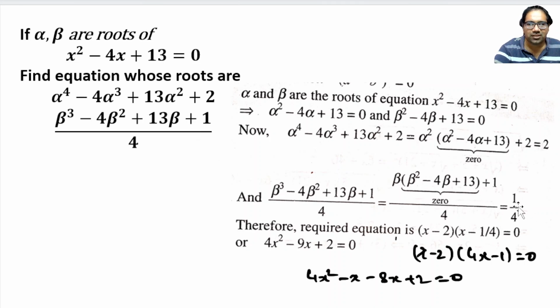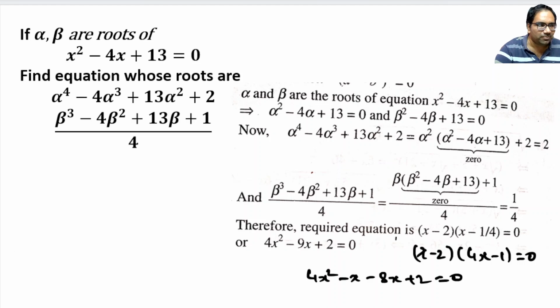What does that mean? What is our equation? (x − 2)(x − 1/4). x − 1/4, if we make it, becomes (4x − 1)/4. That 4 we can ignore because if we take it to the other side, it is anyway 0. So the equation that we want is (x − 2)(4x − 1) = 0. If we expand this, it will become 4x² − x − 8x + 2. That means 4x² − 9x + 2 = 0.